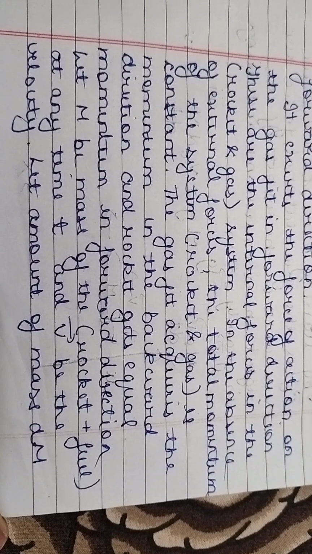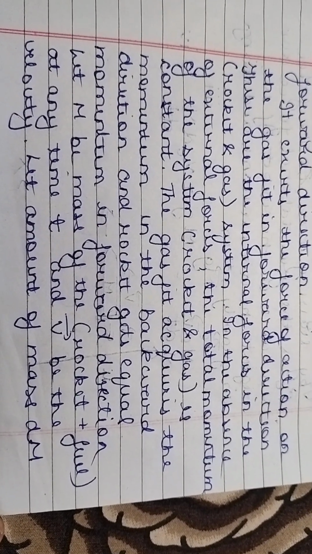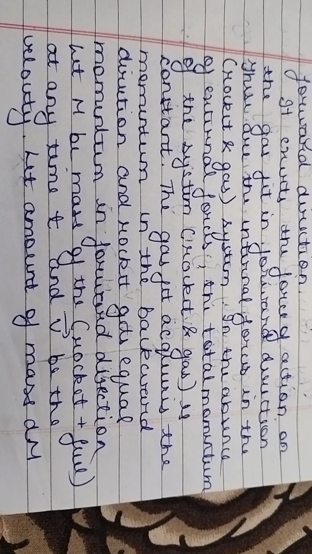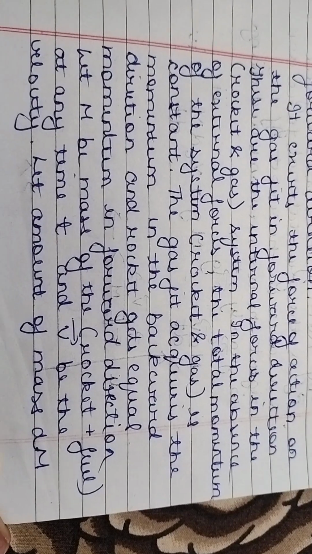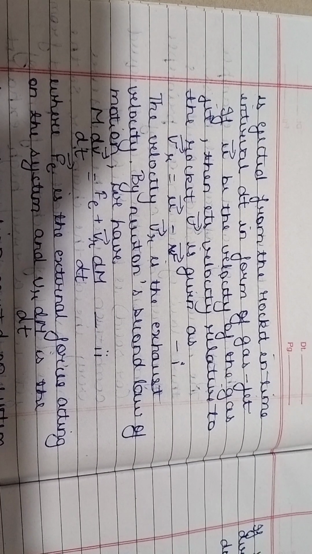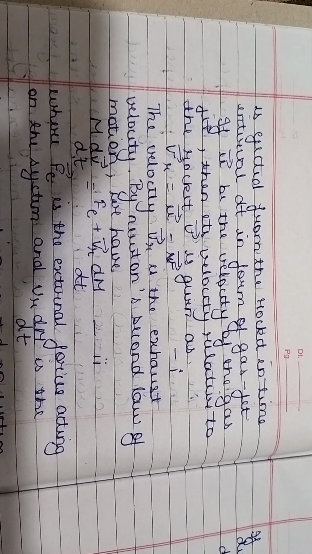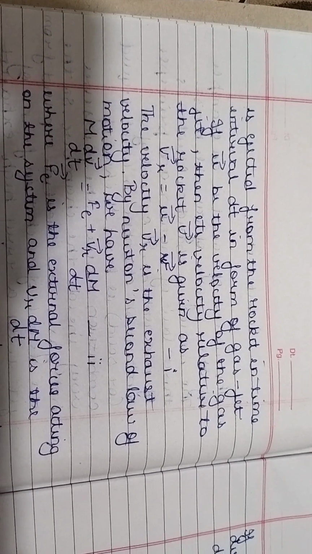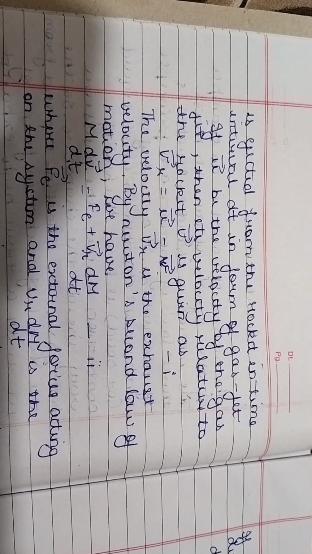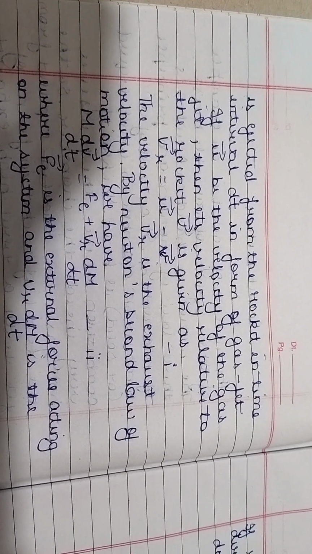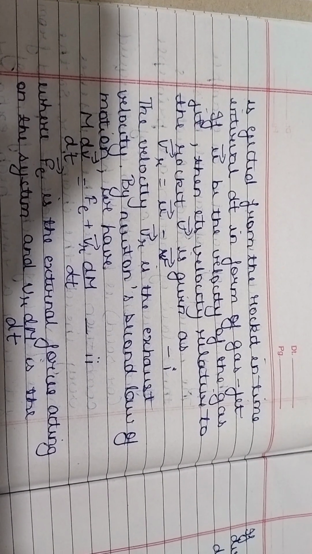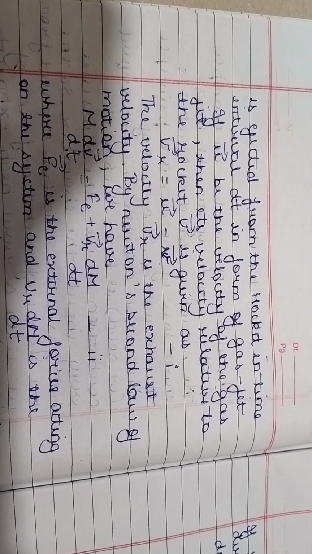Let m be the mass of the rocket plus fuel at any time t and v be the velocity. Let the amount of mass dm be ejected from the rocket in time interval dt in the form of a gas jet. If u be the velocity of the gas jet, then its velocity relative to the rocket is given as vr equals u minus v. This is marked as equation number 1. The velocity vr is the exhaust velocity.